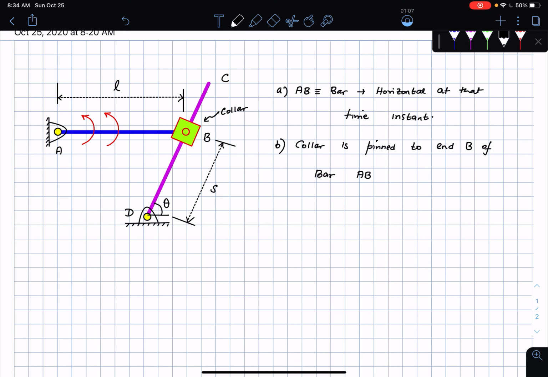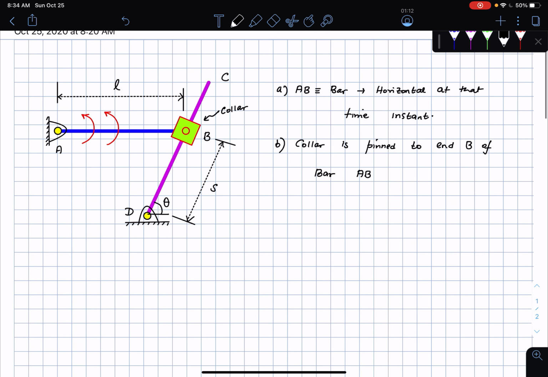This implies that the velocity of the collar is the same as the velocity of the point B, and the acceleration of the collar is the same as the acceleration of point B. So this implies that the velocity and acceleration of the collar is the same as point B. That's one thing that we know.